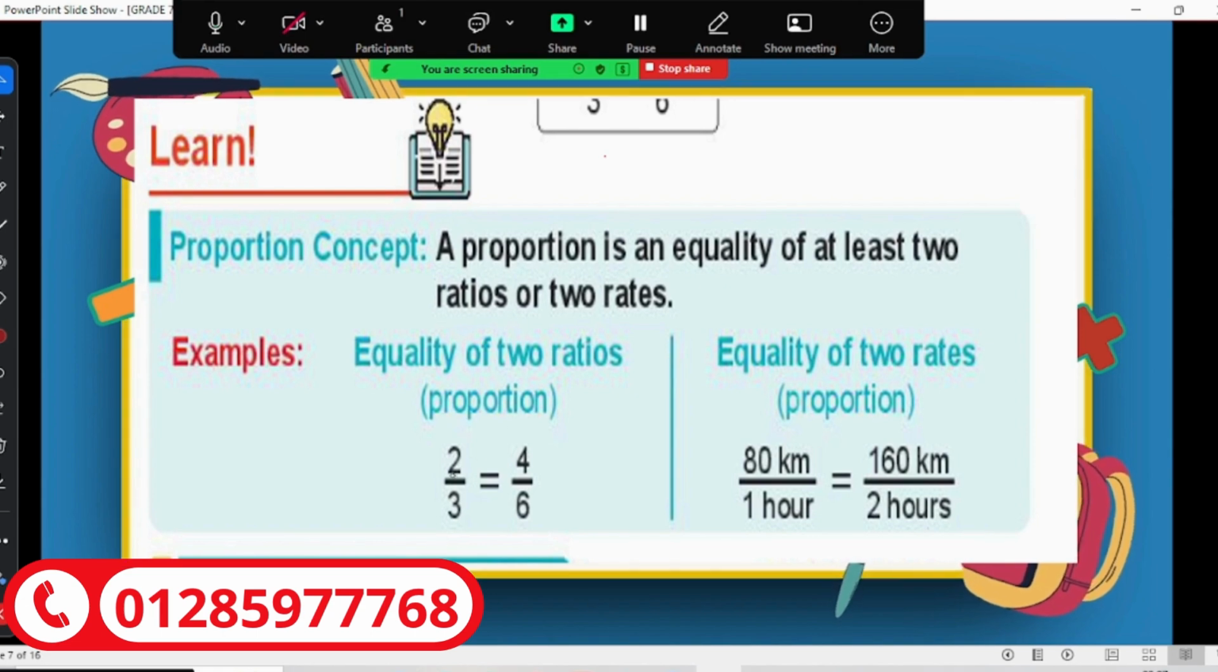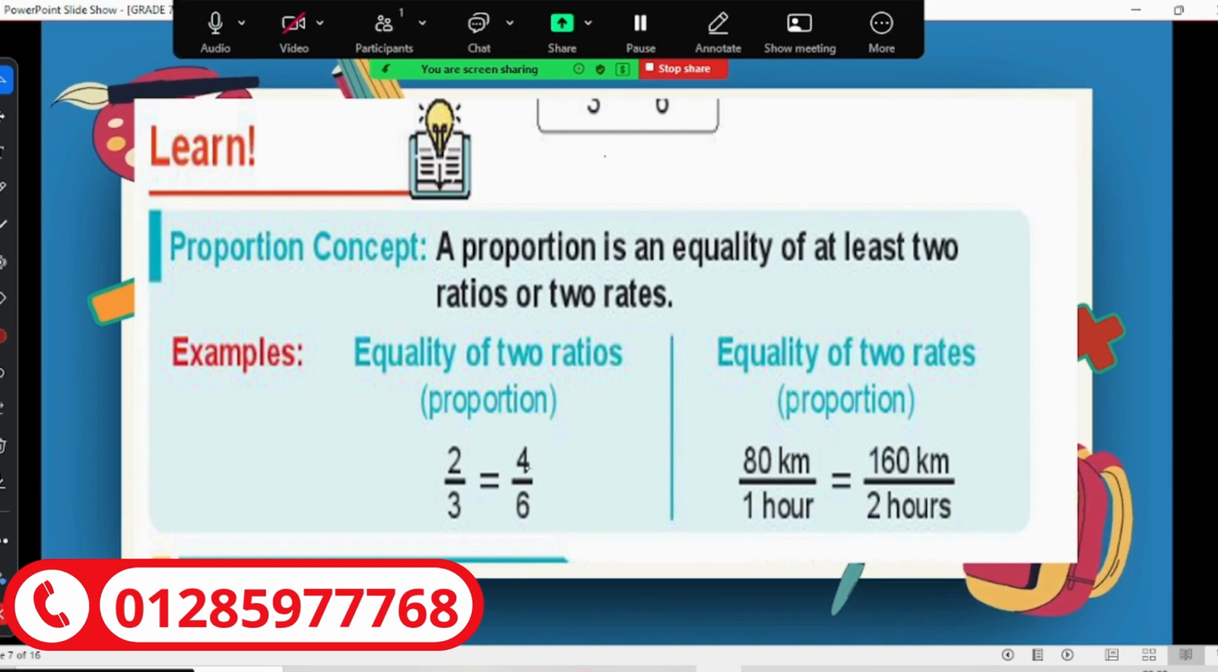A ratio is the comparison between two quantities of the same kind, in the same unit. So 2 over 3 equals 4 over 6, but without unit. But here, equality of two rates, that's the meaning of the word rate.